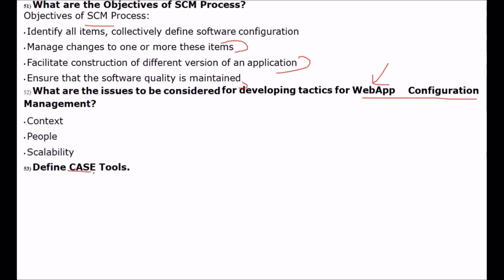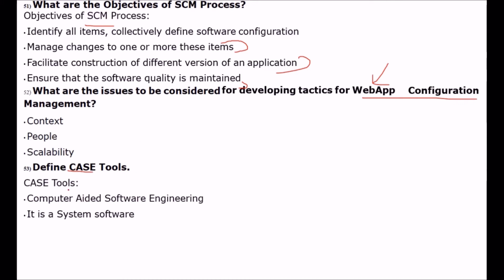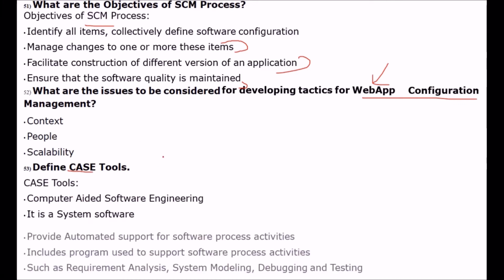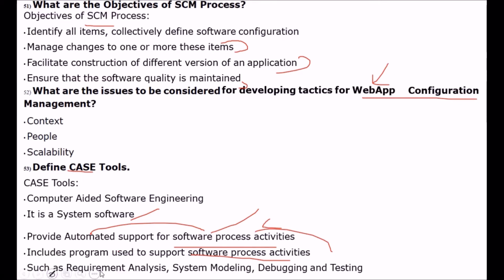Define CASE tools. CASE is computer aided software engineering. So CASE tools are system software which provides automated support for software process activities. It includes programs used to support software project activities and software processes, and support automation for software process activity. For example, requirement analysis, system modeling, debugging, and testing.